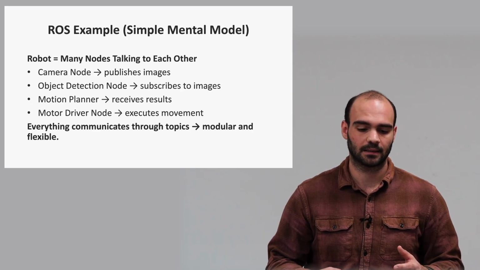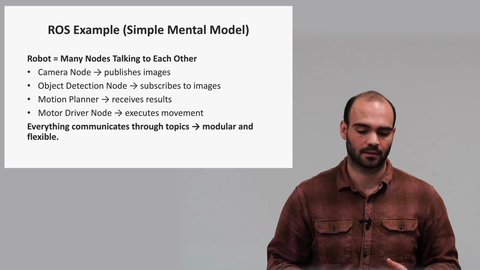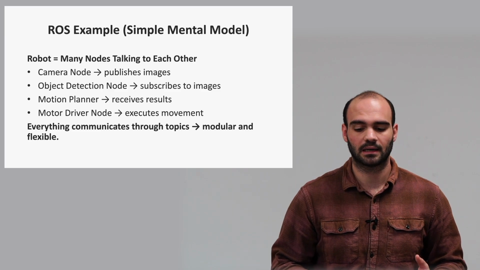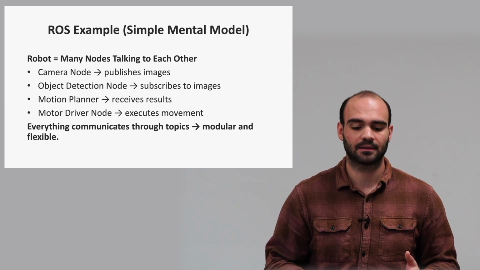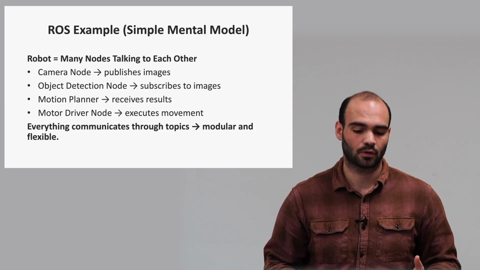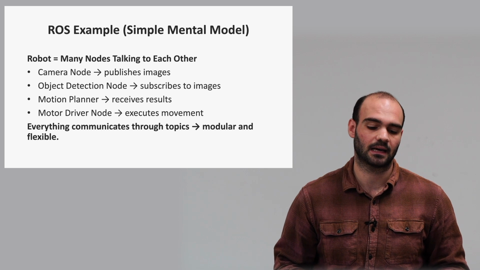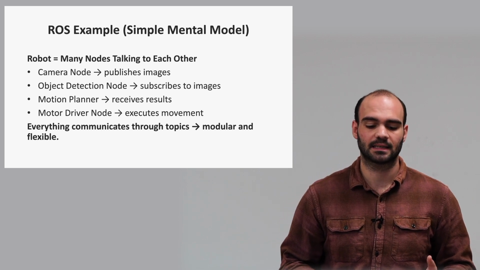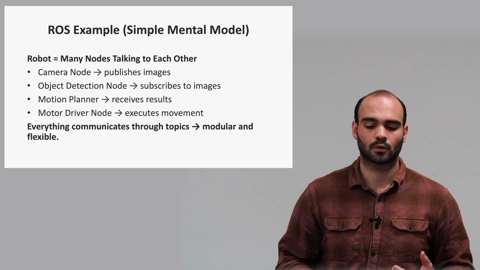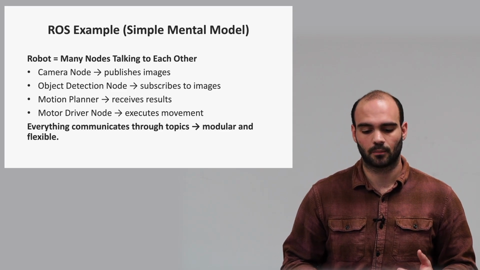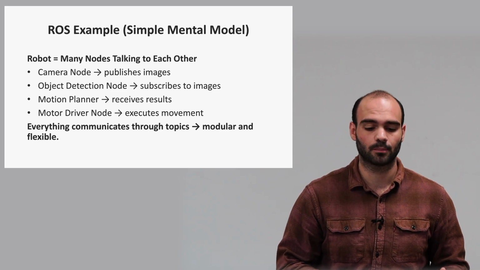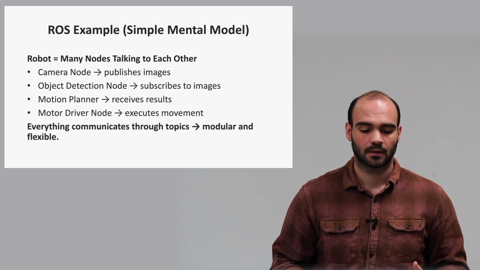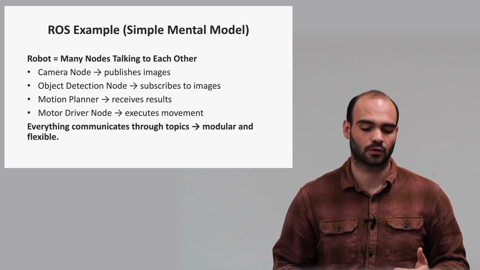Think of a robot as a team of small programs working together. The camera node sends images, another node analyzes those images, a planner decides on the next motion, and the motor driver carries it out. All of these nodes communicate through topics and services. This modular approach allows developers to swap or improve parts of the system without rewriting everything. This is one of the biggest strengths of ROS.